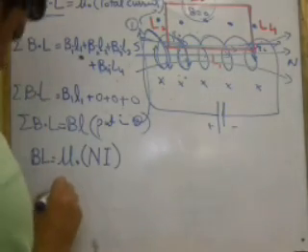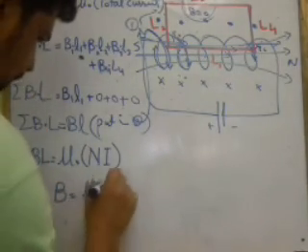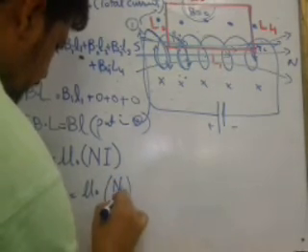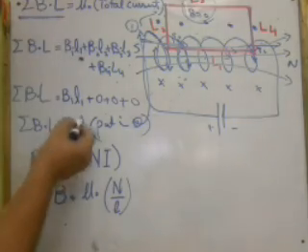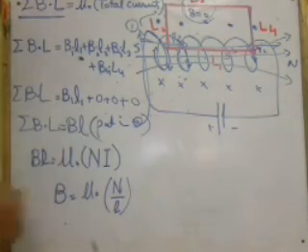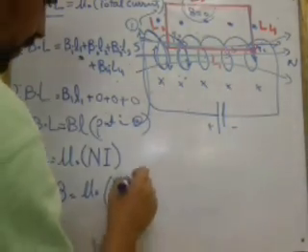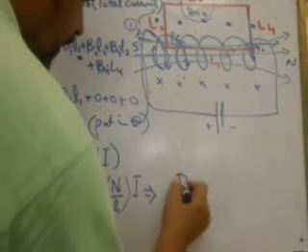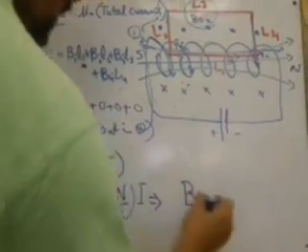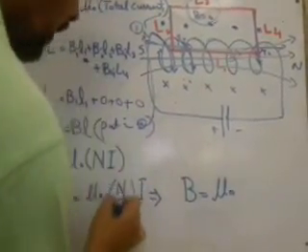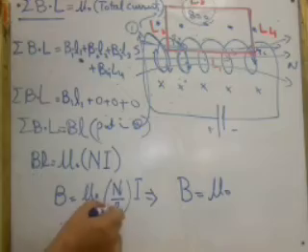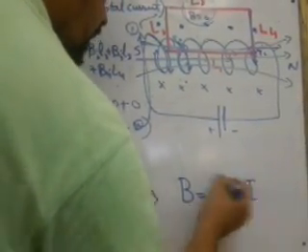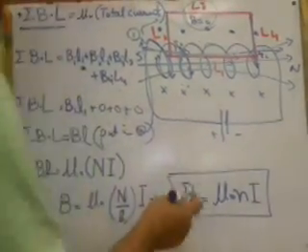Or we can write B is equal to mu naught capital N divided by L, with a small l. Or we can finally write the magnetic field of a solenoid as B equals mu naught small n I, where small n is capital N divided by small l. This is the magnetic field produced by a solenoid.